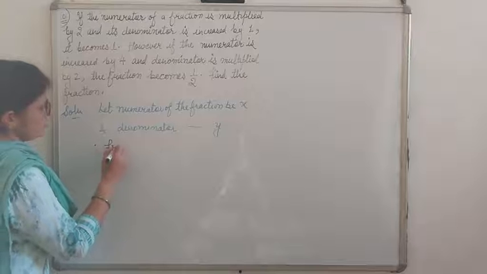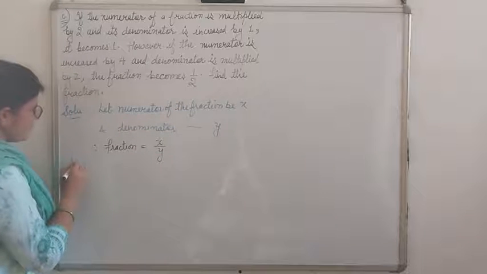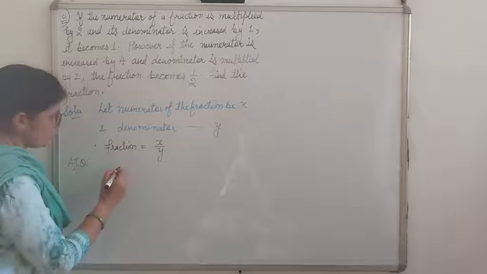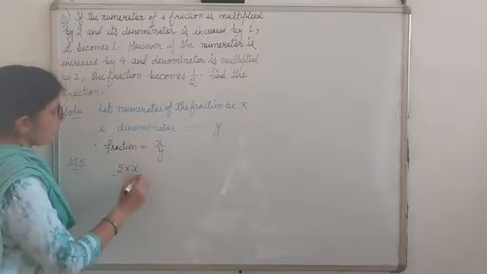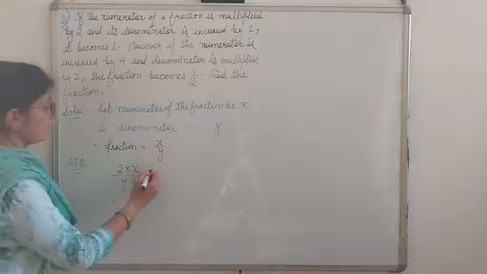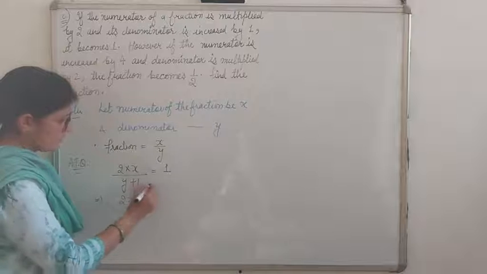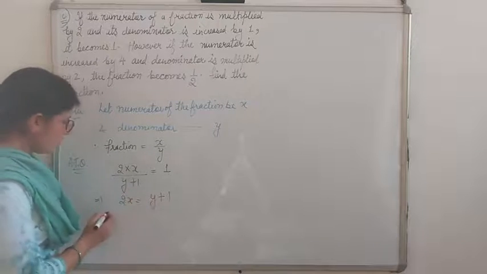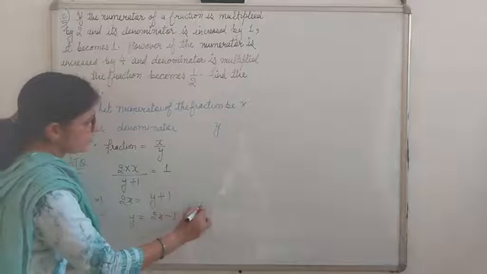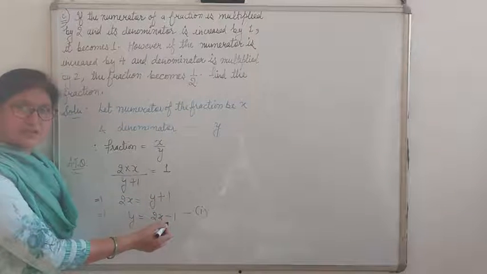Therefore, fraction is x over y. Now according to the question, what conditions are given? The first condition they said: numerator is multiplied by 2, means 2 into x, over denominator is increased by 1, y plus 1, then it becomes 1. So 2x is equal to y plus 1, and from here what is y? 2x minus 1. This is first. This 1 comes to this side, that's why it is in minus.